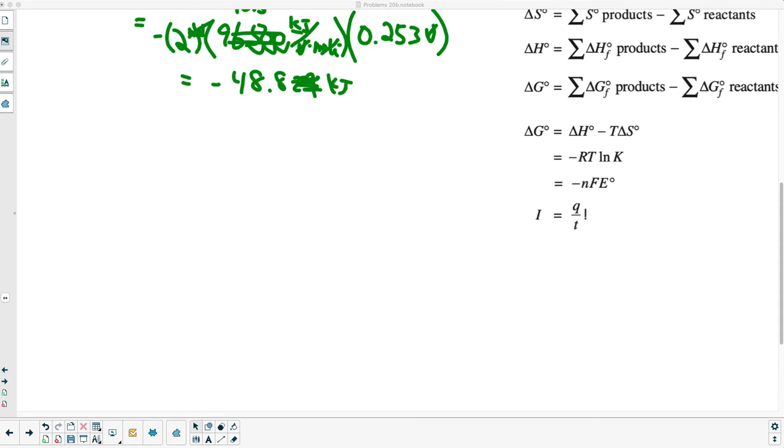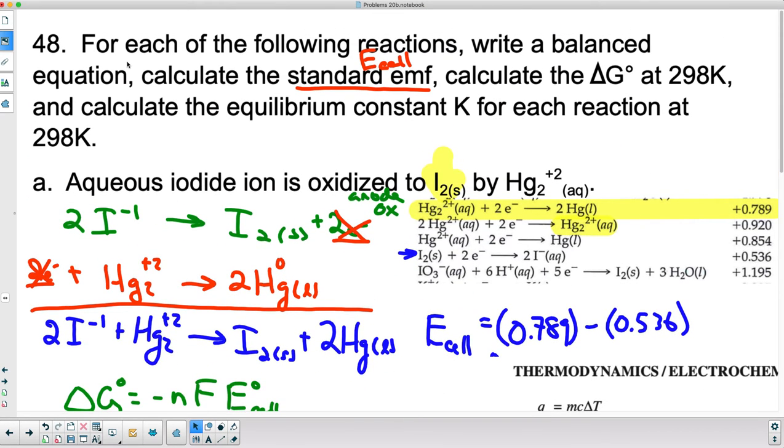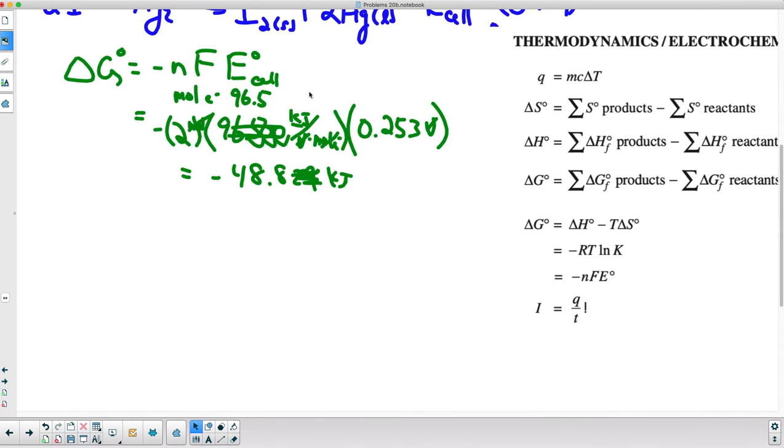Last part to number 48A. Remember, there were 4 parts. Let me just take a quick run through. It said write the balanced equation, which we did right here in blue. The standard EMF, which we did also here in blue using Appendix E. Calculate the delta G at 298, which we did in green.